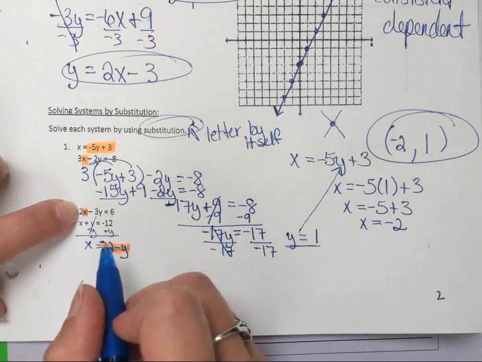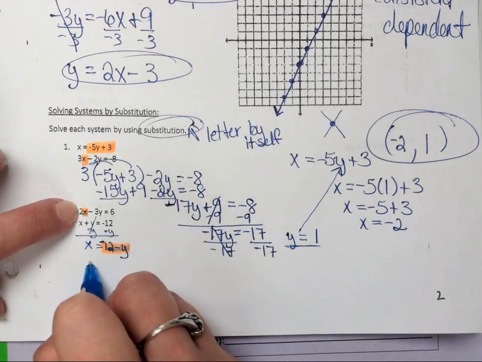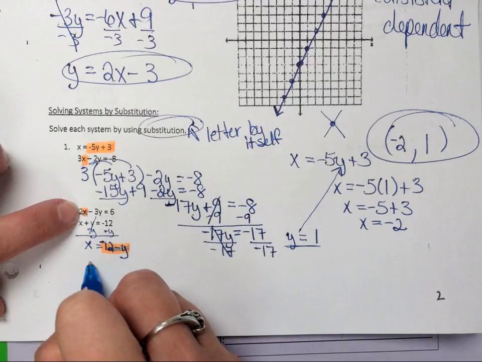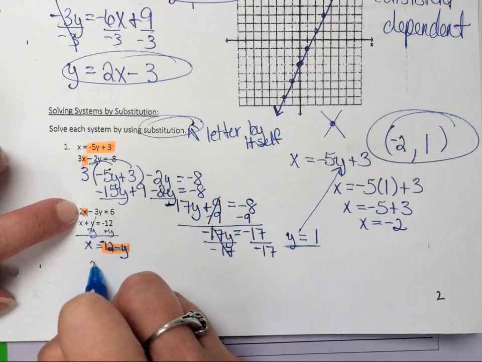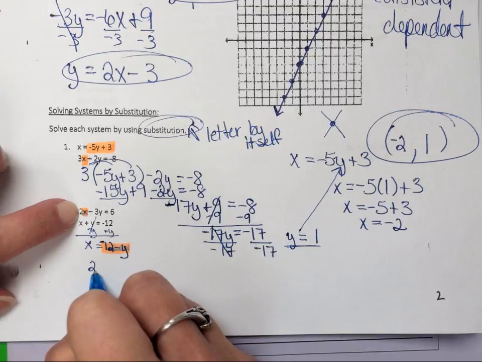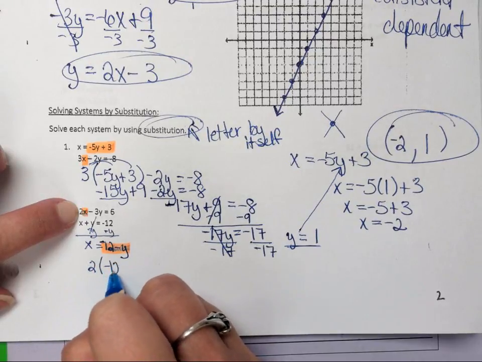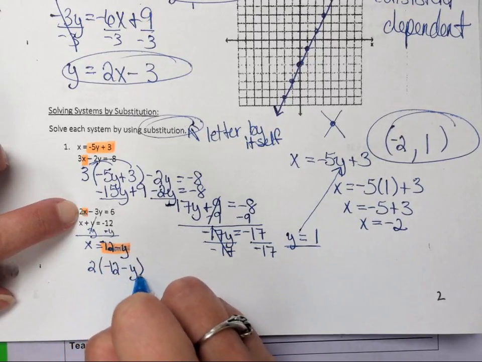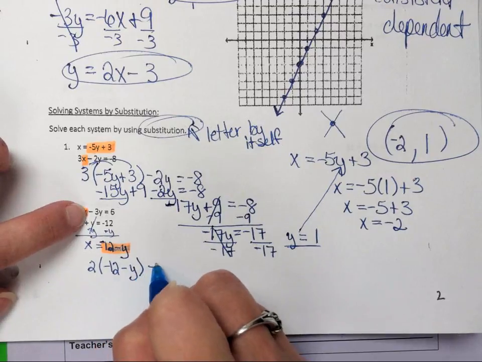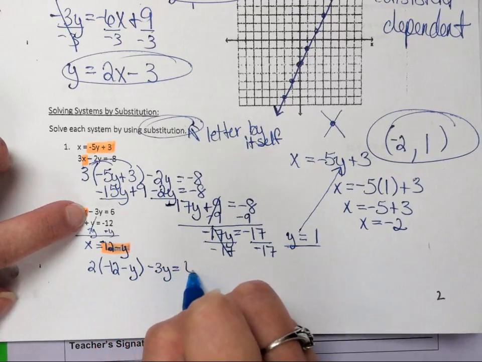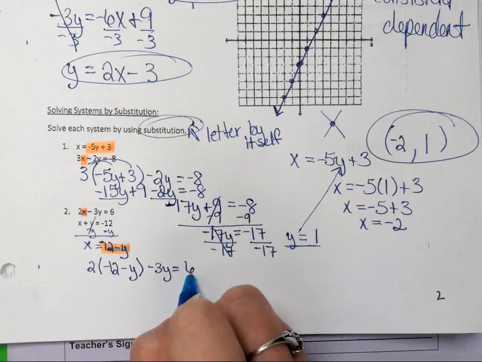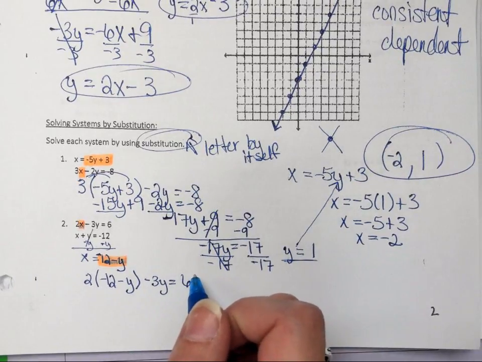Alright, so we're going to plug it in. What's the first thing you see? 2. And I'm not going to put x. I'm going to put negative 12 minus y. And then minus 3y equals 6. There you go. So that's your homework tonight, to finish solving for x and y.